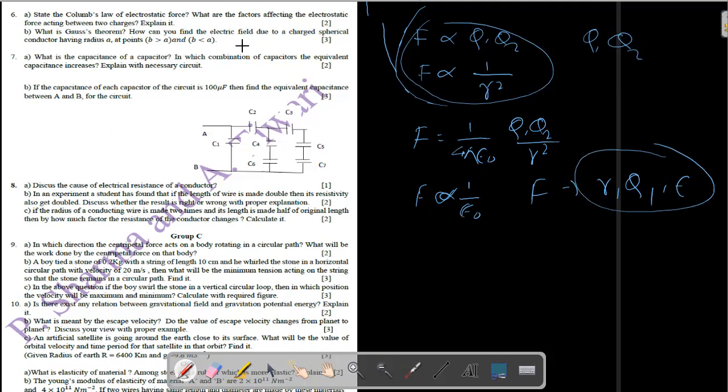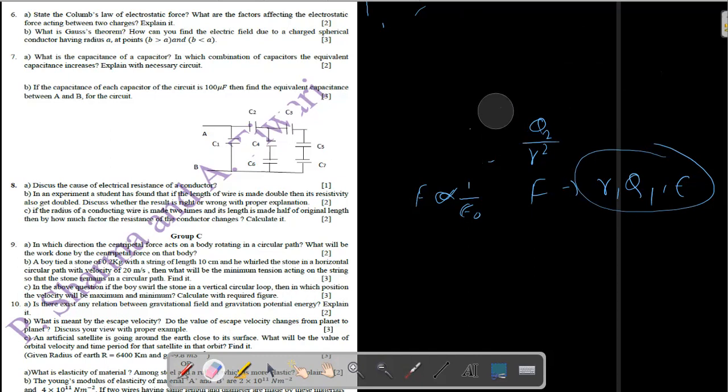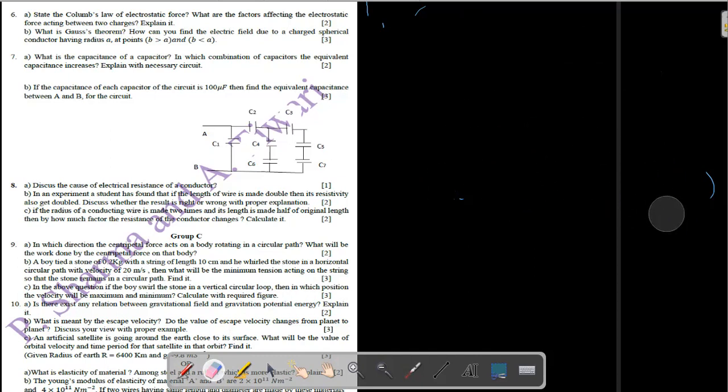Okay, now let's move to question 6b, and let me read it first. What is Gauss theorem? How can you find the electric field due to a charged spherical conductor having radius r?